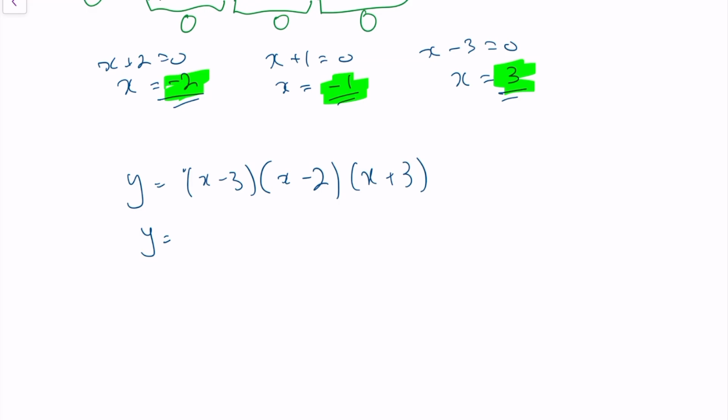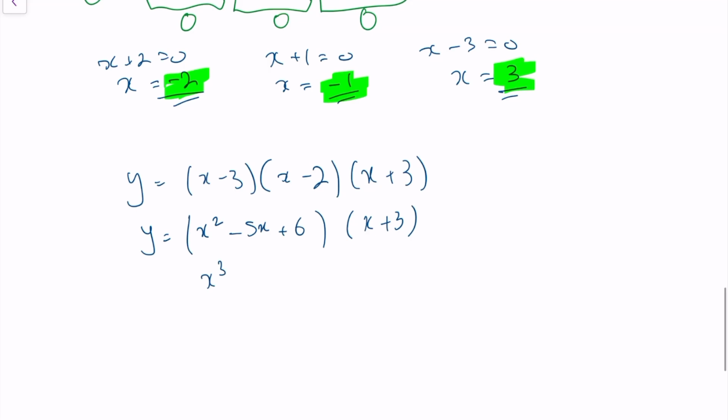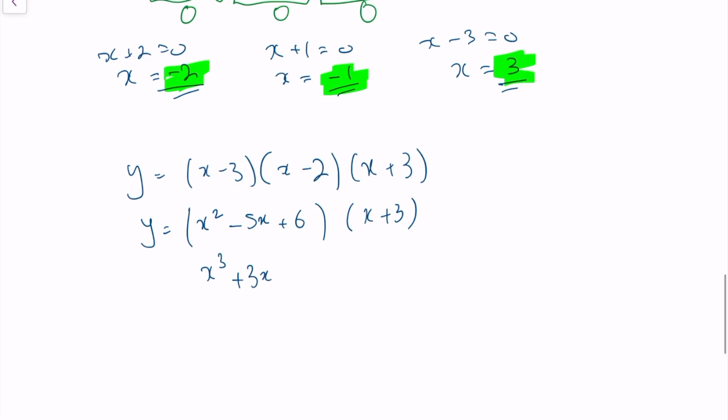I'll expand these two first. That would be what? x squared minus 5x, and then we got plus 6. And that is going to multiply with the next bracket, which is x plus 3. Then I got x squared times x, which is x cubed. x squared times 3, which is plus 3x squared. Then I got minus 5x times x, which is minus 5x squared. Then I got minus 5x times 3, which is minus 15x. Then I got 6 times x, which is plus 6x. Then I got 6 times 3, which is plus 18.